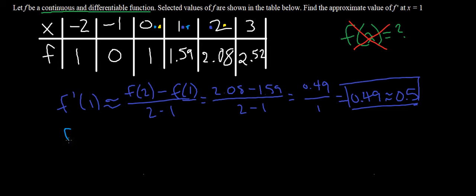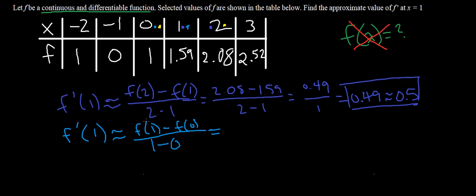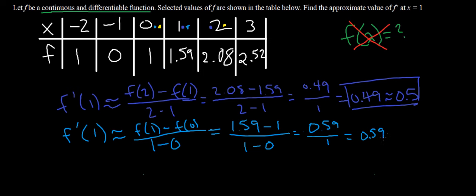We could also use a different set of 2 points. We're going to use x equals 0, f of 0, and f of 1. So we're going to do y2, in this case f of 1, minus y1, which is f of 0, over x2, which is 1, minus x1, which is 0. f of 1 is 1.59, and f of 0 is 1, over 1 minus 0. That gives us 0.59 over 1, or 0.59, as our approximation of the derivative. We could also round that to 0.6.